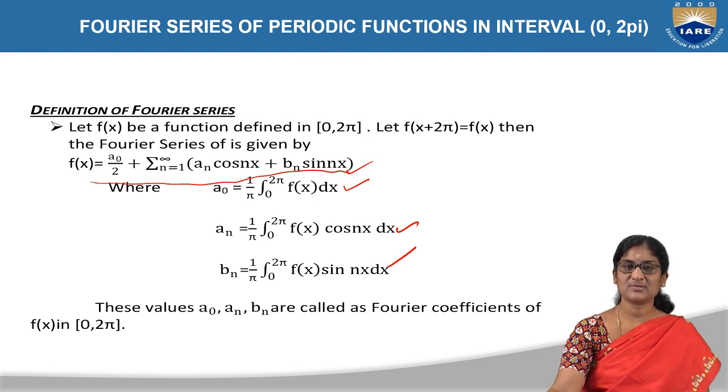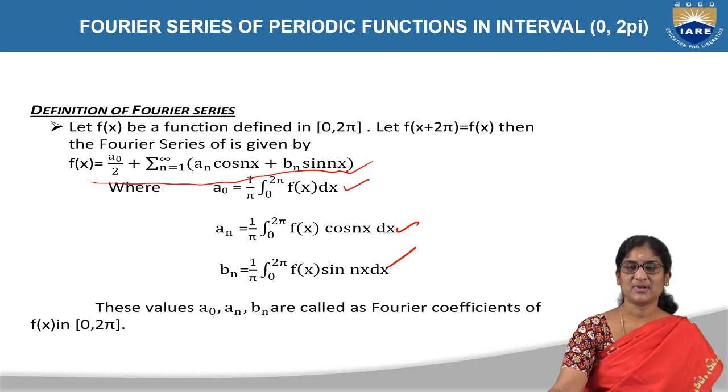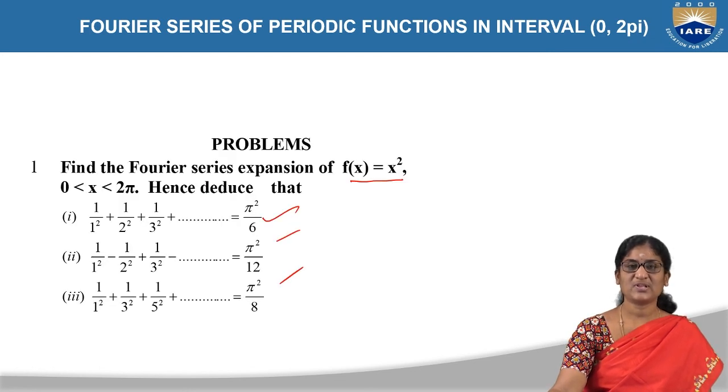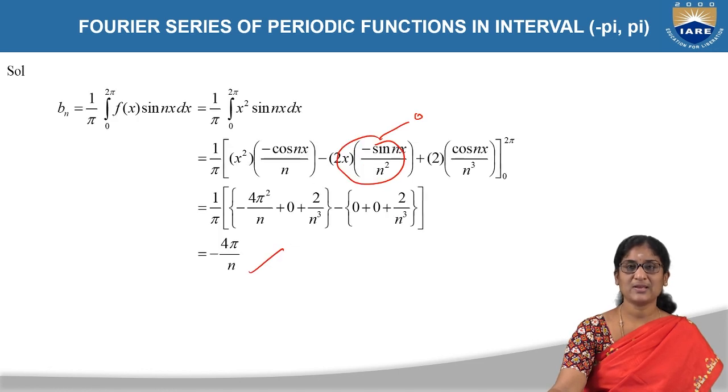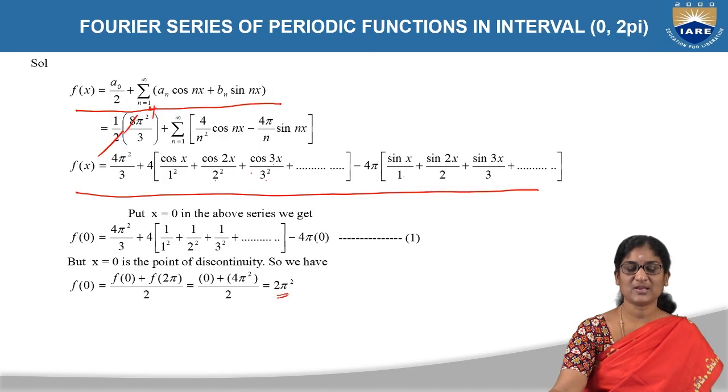After finding the 3 Fourier coefficients, we substitute them in the Fourier expansion to get the expansion of the given function in the given interval. That is how we can apply the Fourier series. Here we have taken an example with 3 deductions: f of x is equal to x square. I used the same expansion formula and found the 3 Fourier coefficients. a0 I got as 8 pi square by 3, an as 4 by n square, and bn as minus 4 pi by n. Substituting all these 3, we get the Fourier expansion.